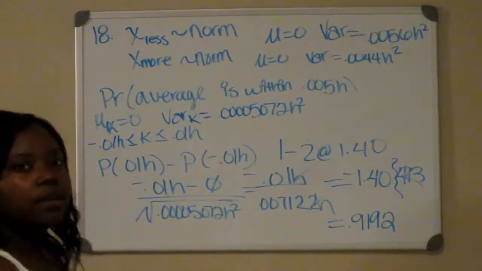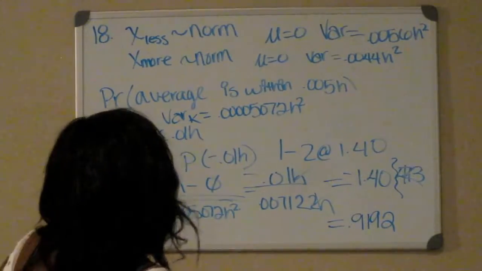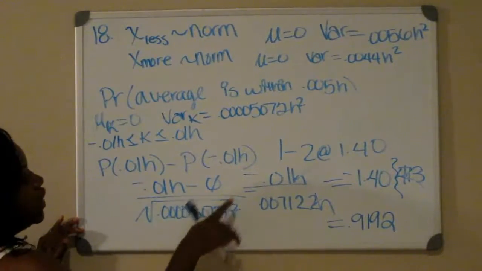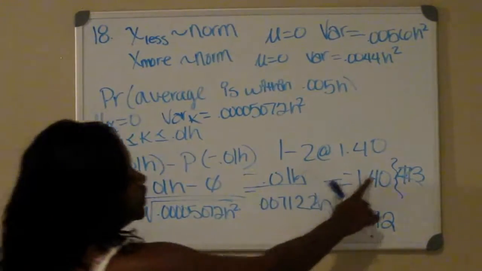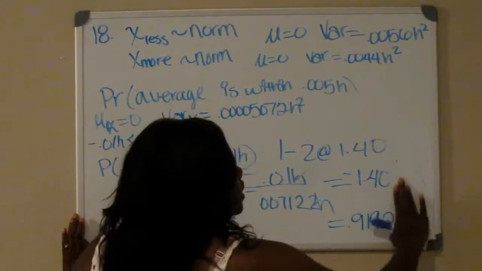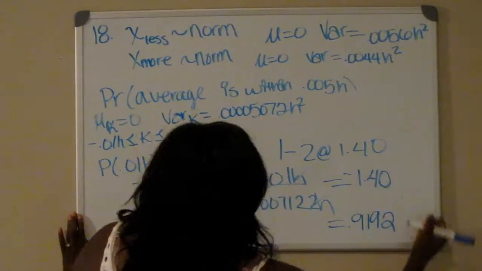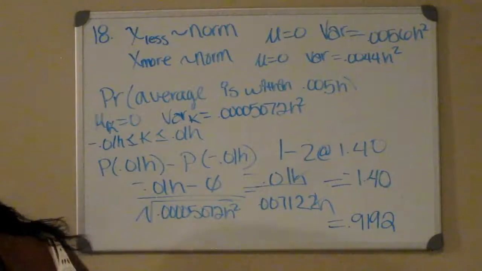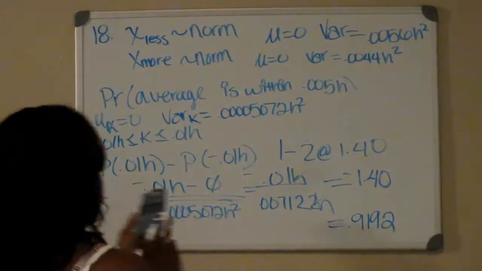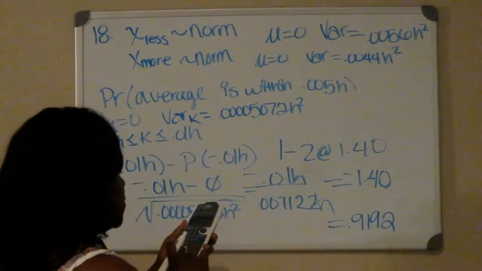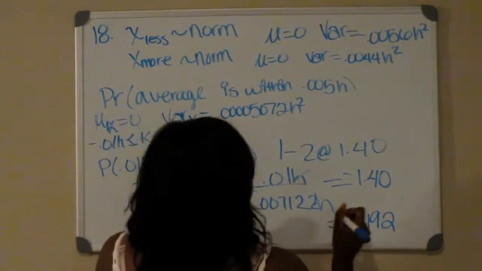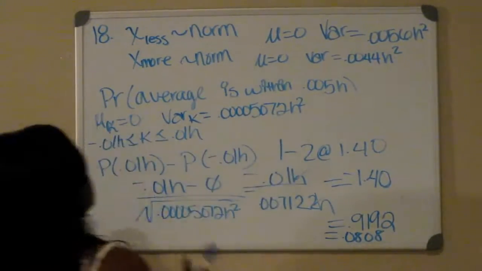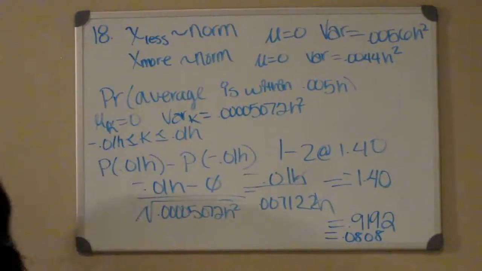So I'm going to go through that one more time. I know I did that really quick. So I did this part. Now I'm doing this part, which is a negative 0.01h. So it's a negative 0.01h over that, which gives you just a negative 1.40. And then when you have a negative sign right here, it's just 1 minus z at that. So 1 minus 0.9192 leaves you with 0.0808. So now I can erase some of this.